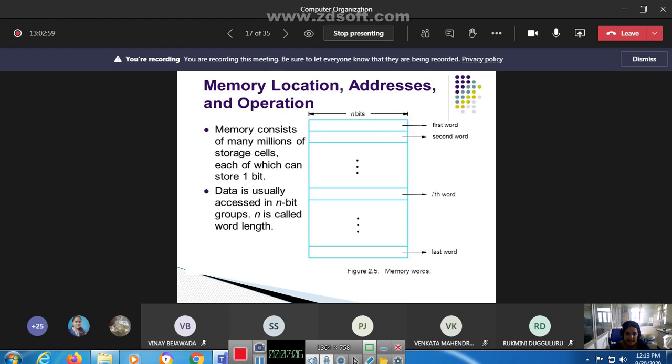So this is the diagram. In these n bits we are storing the first cell, that is the first word. In the second cell we are storing the second word, and so on. Each cell contains 1 bit of information. A group of bits is called one word, stored as the first word, second word, up to the last word. This is the diagram of memory location, address and operations. Data is usually accessed in n-bit groups, and n is called the word length.